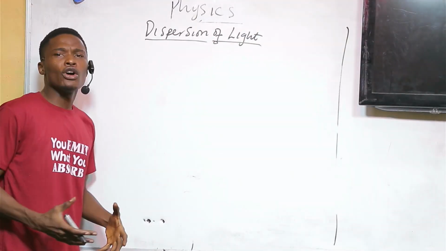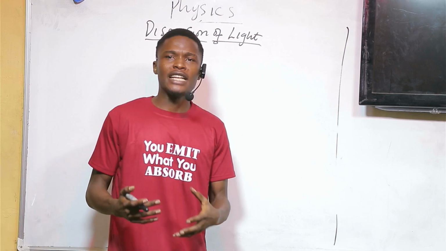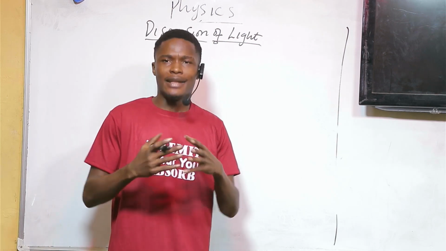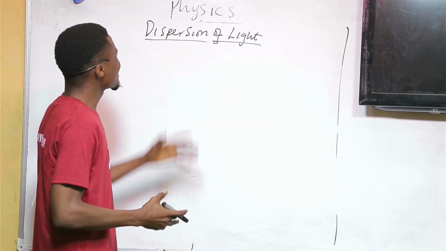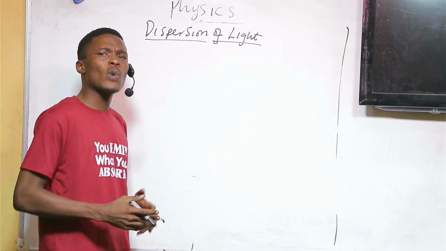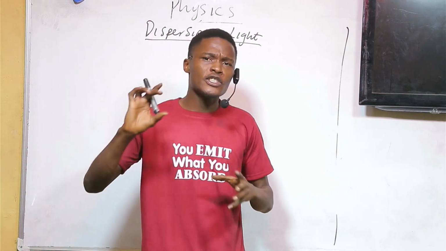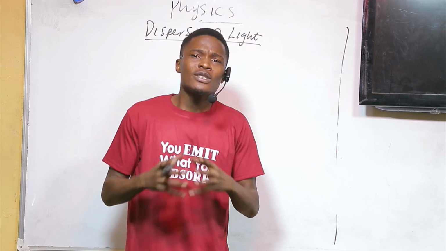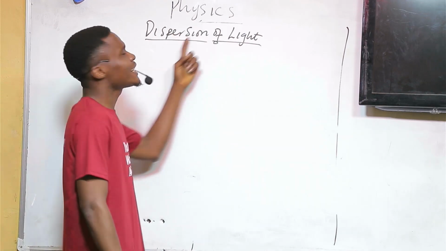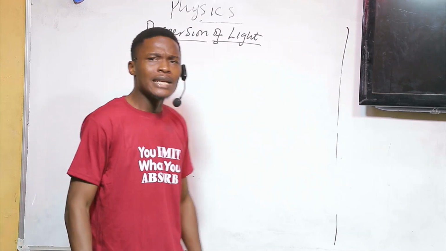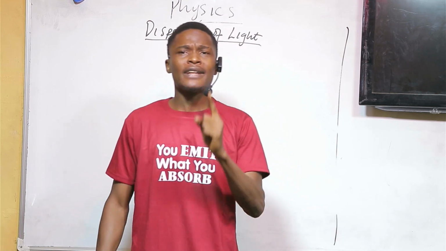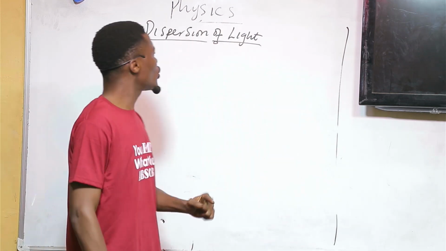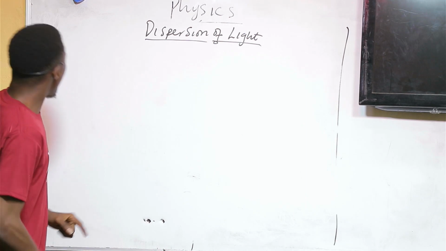Okay, so we are going to talk about a very important concept under light, and that concept is dispersion of light. So when we say dispersion, the word dispersion means to scatter. So dispersion of light means scattering of light. Now you should know that the true color of light is white.